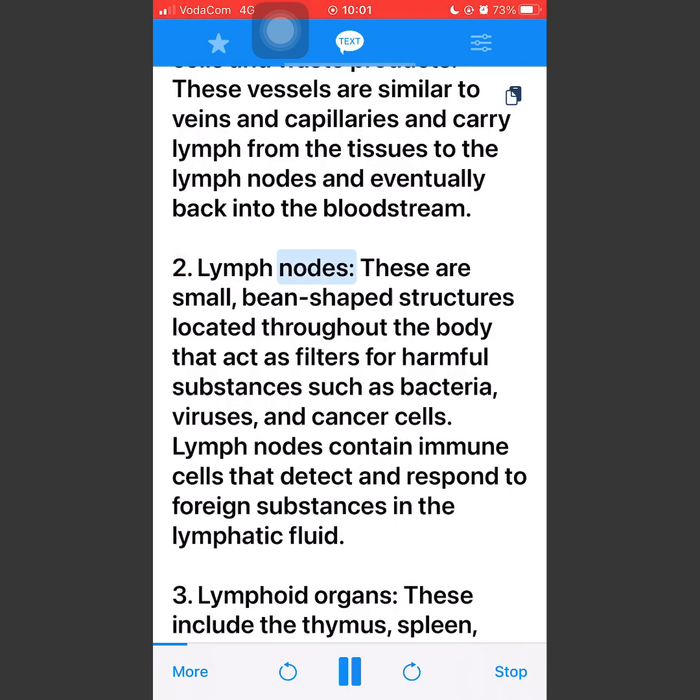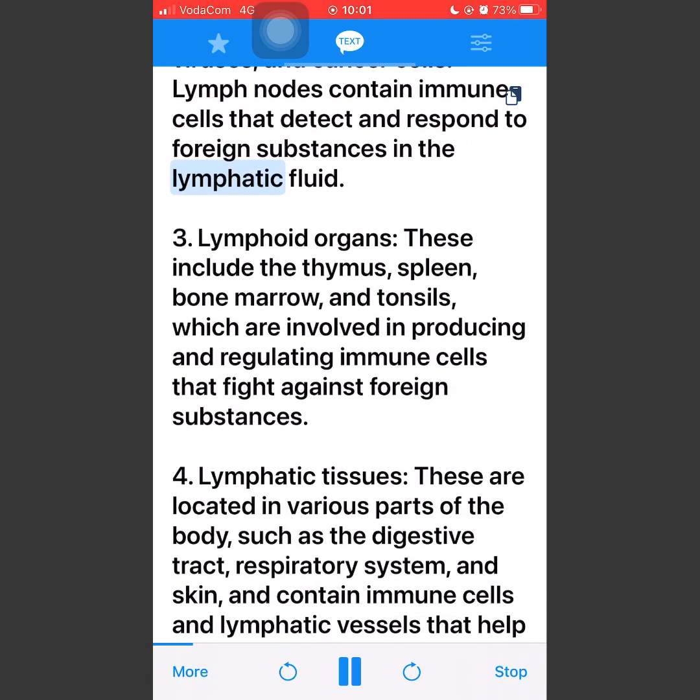2. Lymph nodes. These are small, bean-shaped structures located throughout the body that act as filters for harmful substances such as bacteria, viruses, and cancer cells. Lymph nodes contain immune cells that detect and respond to foreign substances in the lymphatic fluid.